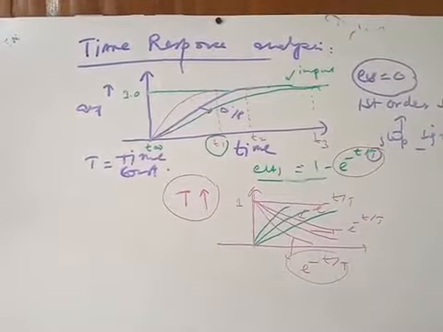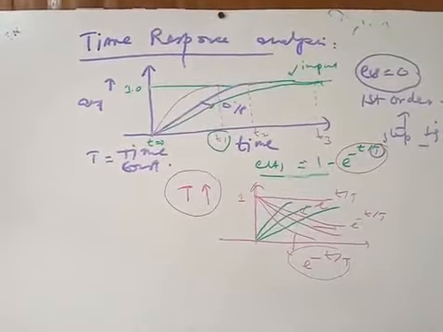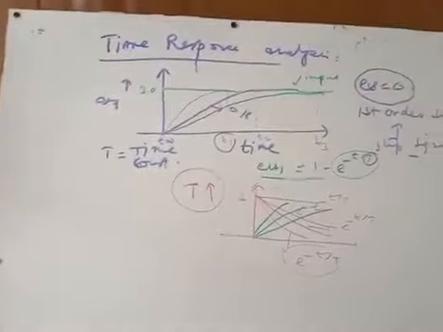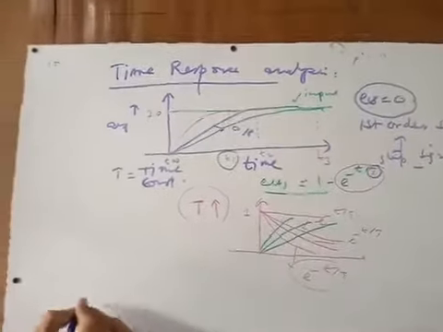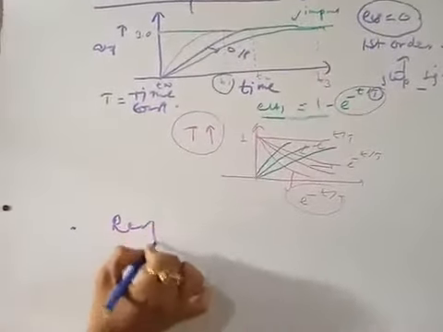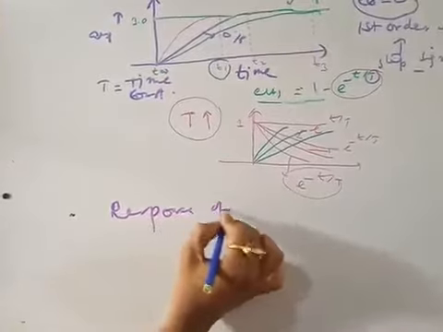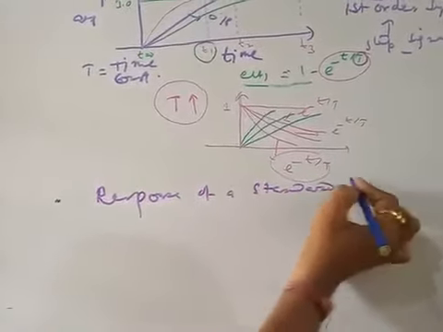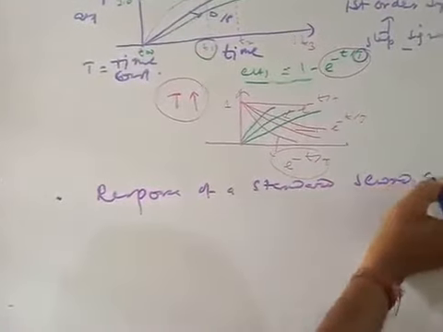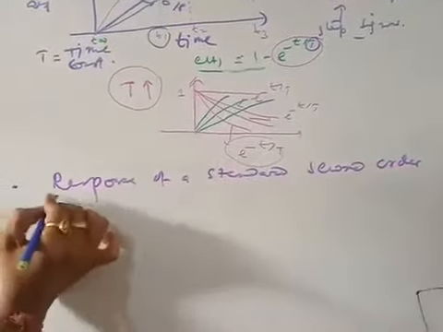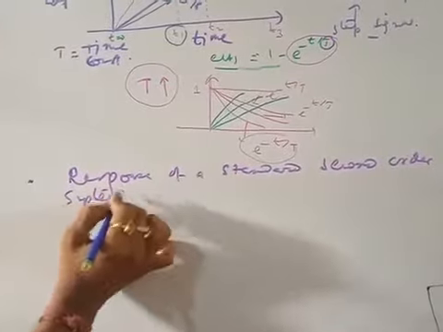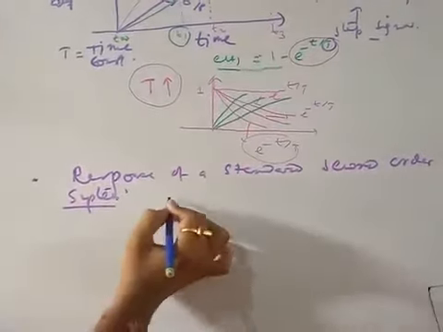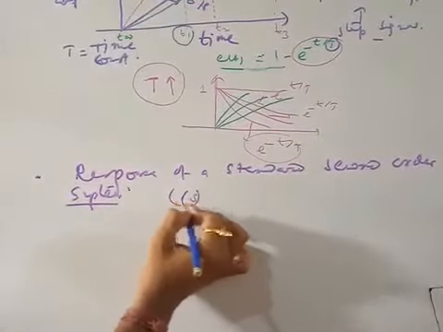Now I'm going to discuss in detail the response of a standard second order system, right? We are going to discuss the response of a standard second order system. So for the standard second order system, you have to find out the C(s) again. C(s).